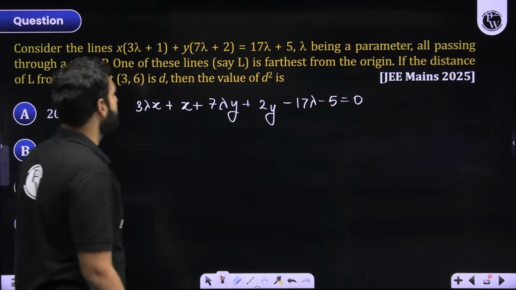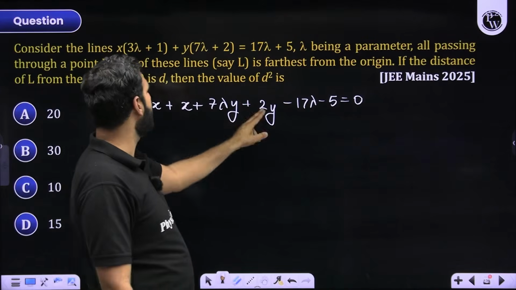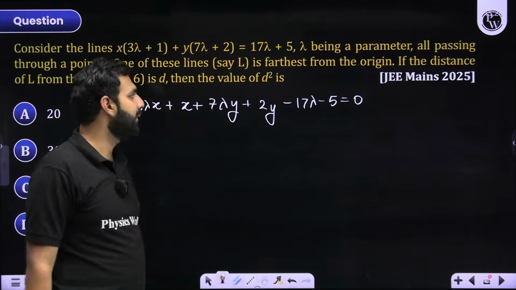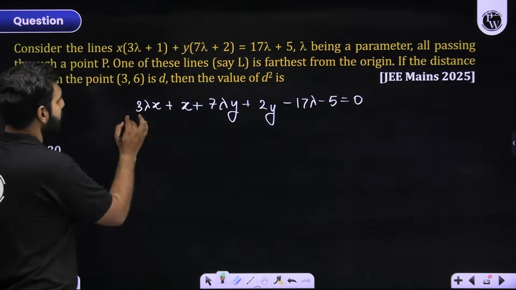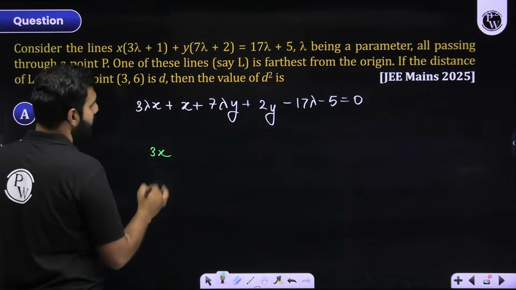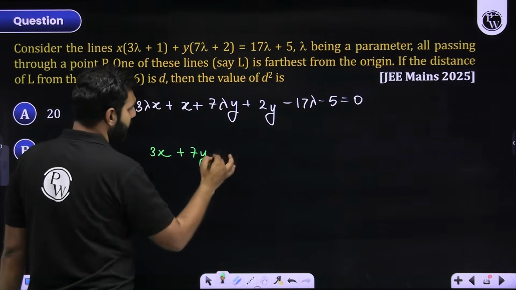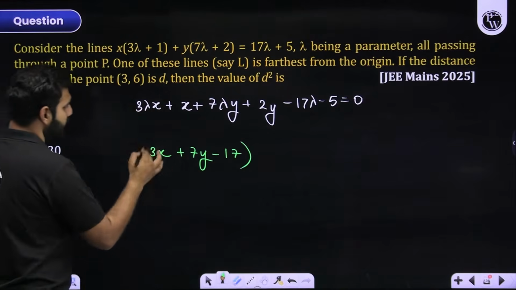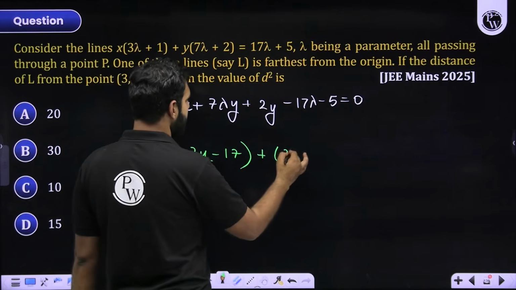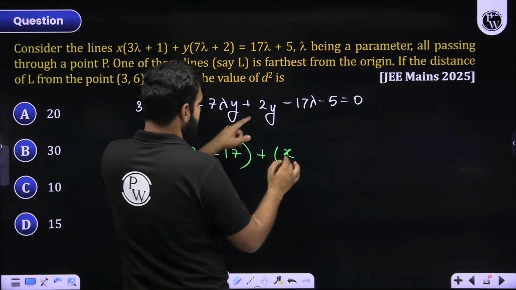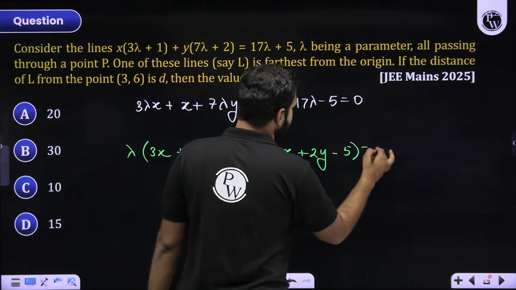Let me just cross check it once again. 3 lambda x plus 7 lambda y plus 2y minus 17 lambda minus 5. Now I'll keep the terms with lambda aside. What are they? First of them is 3x, the second one is 7y, and the third one is minus 17. They are the terms with lambda. Now I'll keep the other terms aside, which are basically the terms without lambda, such as x plus 2y minus 5 is equal to 0.